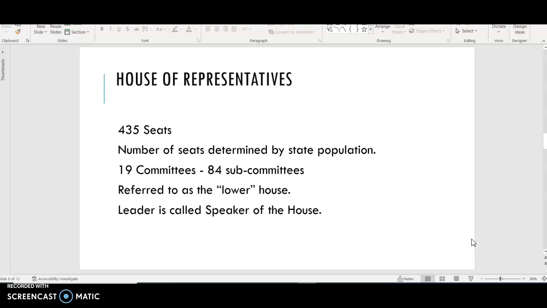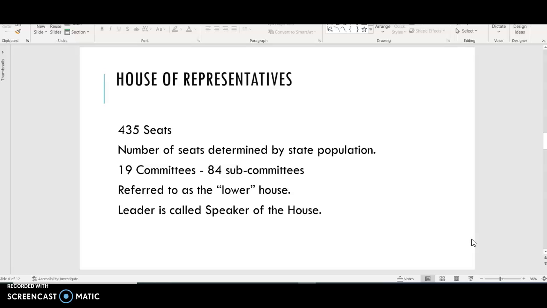The House of Representatives is referred to as the lower house. You can think of it as a building. The House of Representatives are the ones that start everybody at a certain level. If there is a law that needs to happen, it goes through the House of Representatives first. So they're kind of like the first floor of a building. You go through that first to get to the rest of the building. The leader is called the Speaker of the House.